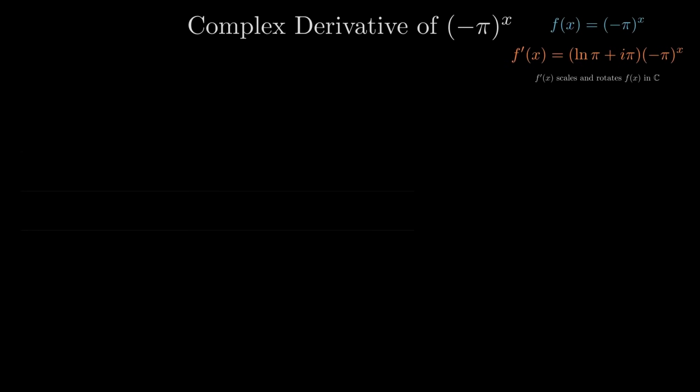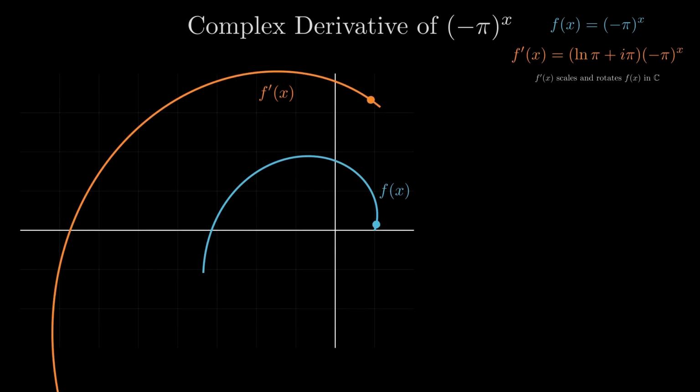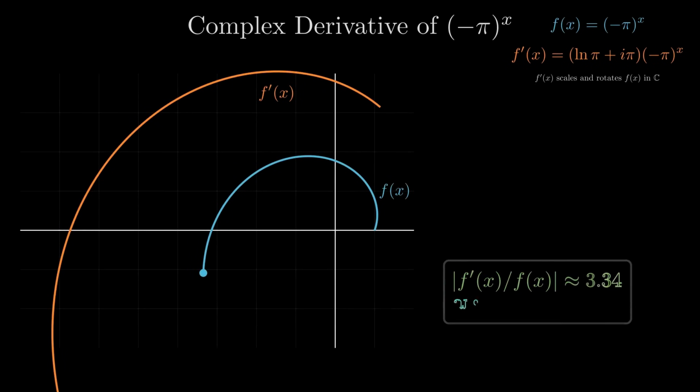Start with the original function, negative pi raised to x. As x increases, it traces this blue spiral outward. Now plot the derivative and a second spiral appears. It looks related, but it's wider and it's turned. Mathematically, the derivative equals the original function multiplied by a constant, the natural log of negative pi.